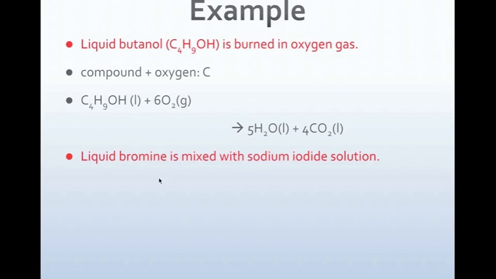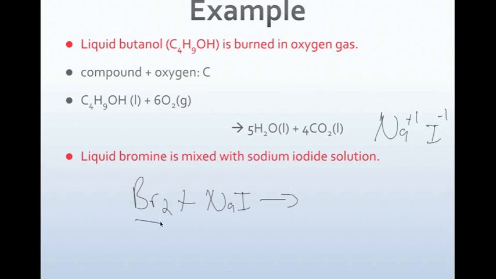Moving on to our next example. Here we have liquid bromine is mixed with sodium iodide. Guys, to make this, we have bromine all by itself, which is just Br, and we put a 2 because it's a diatomic. We have sodium iodide, which we have sodium, which is Na, which is +1, iodine, which is -1, so we have NaI. And we see that in this reaction, it's going to be a single replacement reaction because we have an element by itself in a compound.